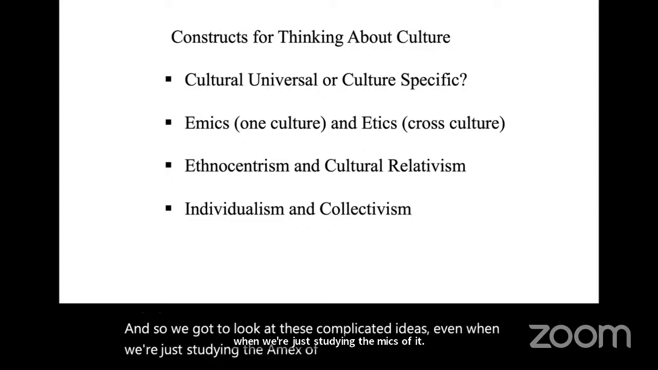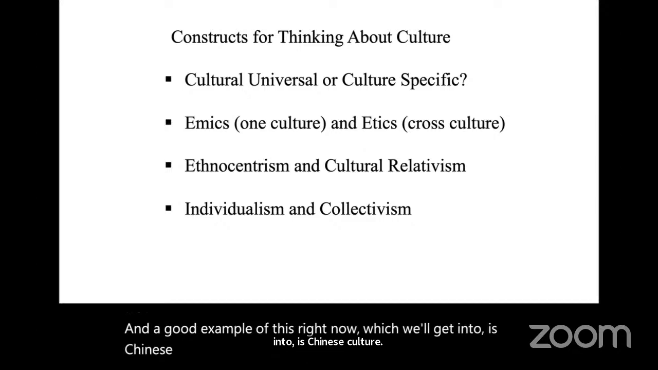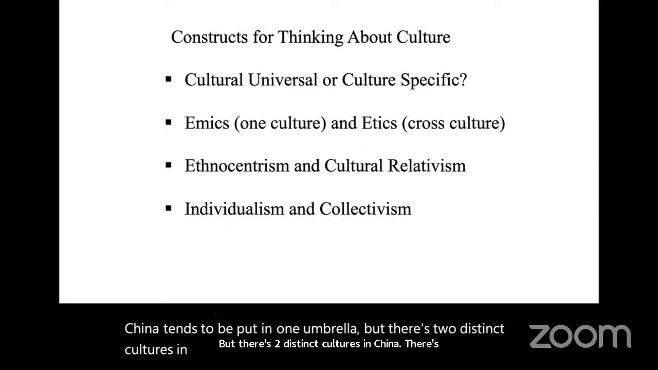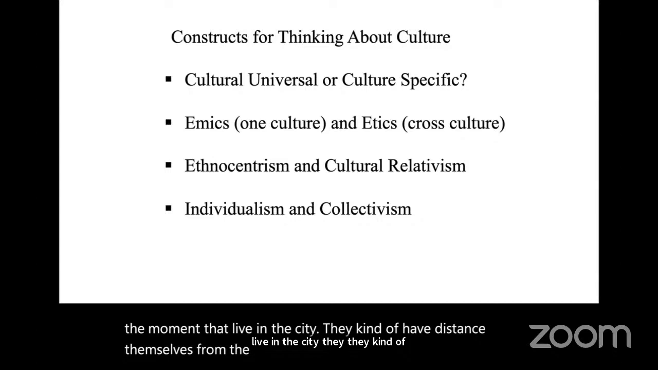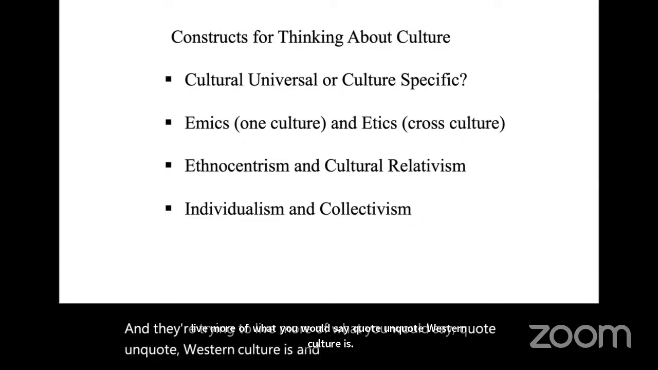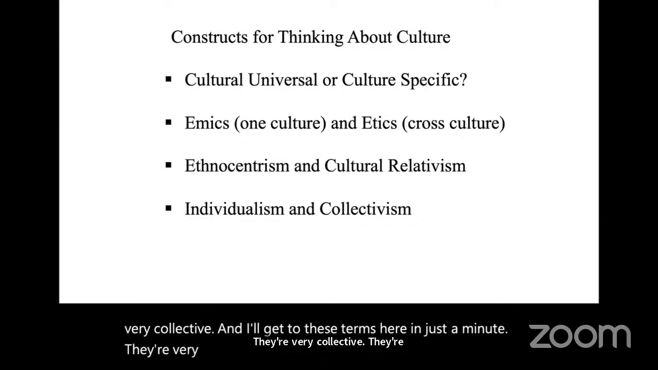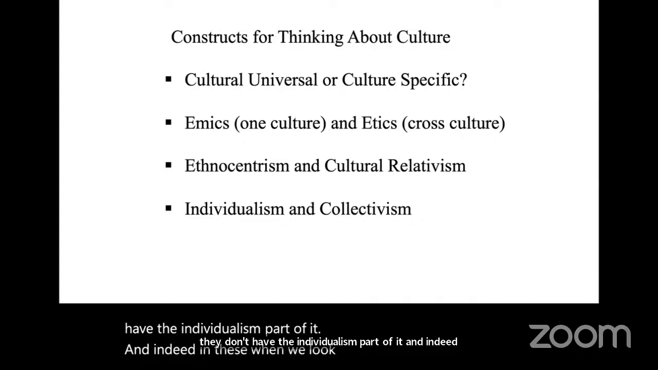And a good example of this right now, which we'll get into, is Chinese culture. China tends to be put in one umbrella, but there's two distinct cultures in China. There's the ones, especially dealing with youth at the moment, that live in the city. They kind of have distanced themselves from the family, and they're trying to live more of what you would say, quote unquote, Western culture is. And then there's rural China, which is very collective, and I'll get to these terms here in just a minute. They're very collective, they're very family oriented. They don't have the individualism part of it.